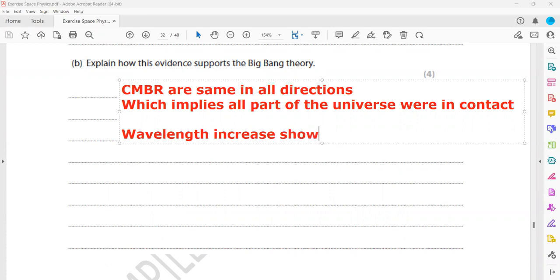This shows the universe has expanded, and initially the universe was relatively hotter, but now what we receive is a longer wavelength.